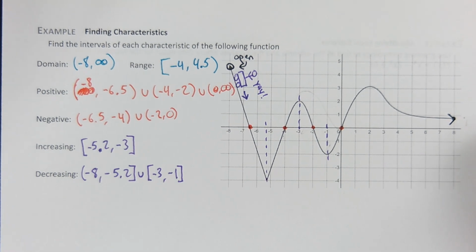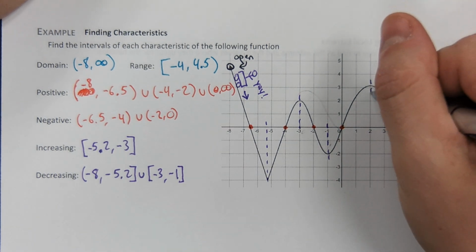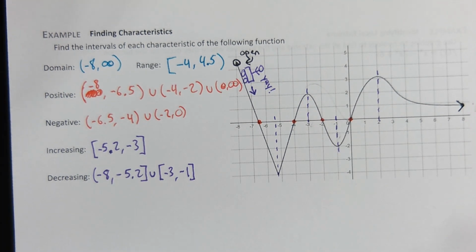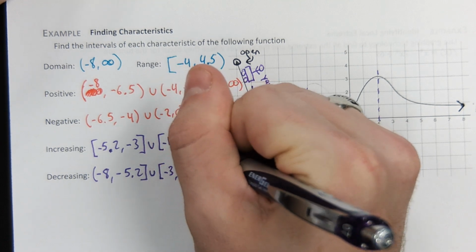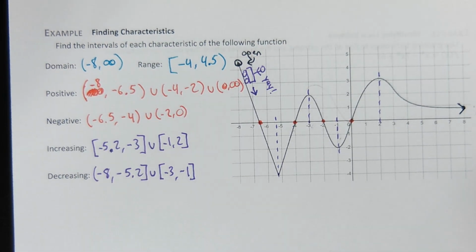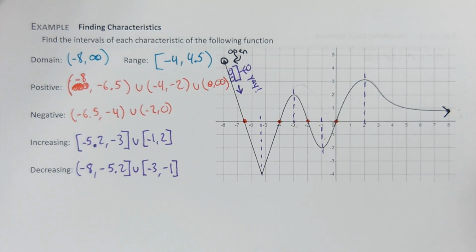After negative 1, my graph will increase until what x value, class? 29 voices. 2. Sound like you said moo. 2. Negative 1 to 2. And then after that, we'll decrease for all, infinity.